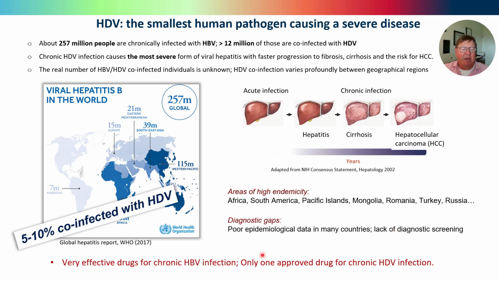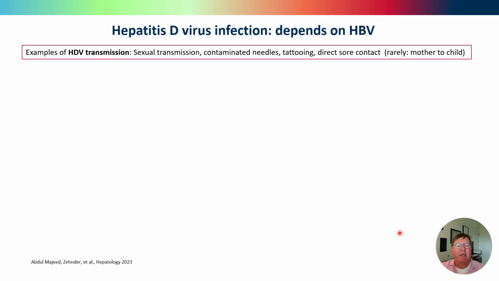And we have a difference. We have very effective drugs for chronic hepatitis B virus infection. These drugs do not directly affect hepatitis delta, and we have only one drug that's approved for chronic hepatitis delta, the entry inhibitor bulevirtide. Now, the transmission of delta is sexual transmission, contaminated needles, tattooing, or direct sore contacts.